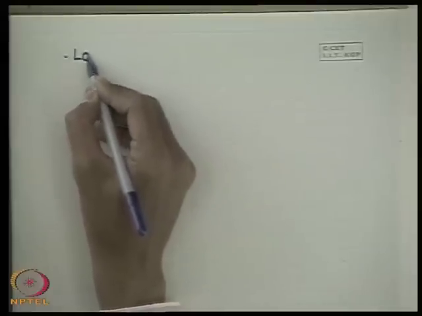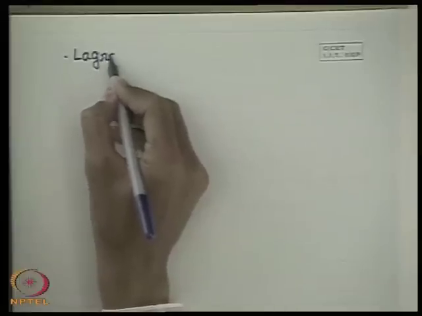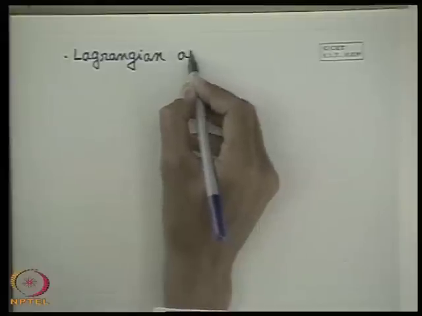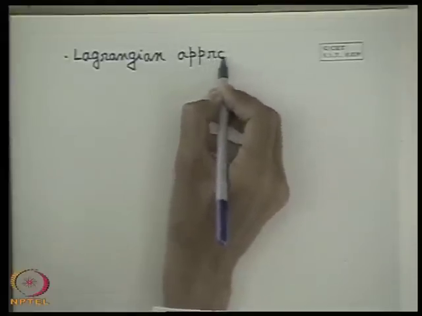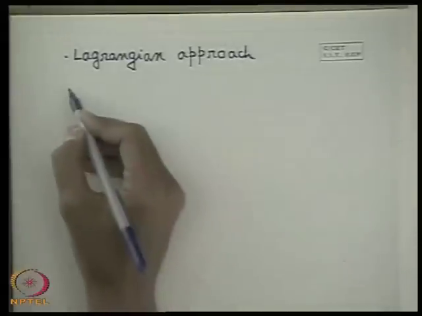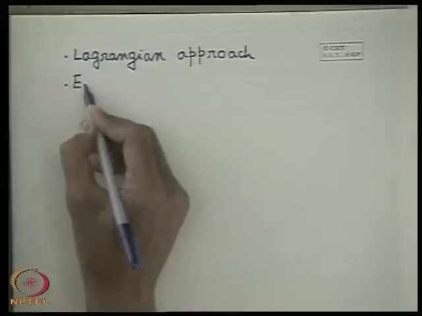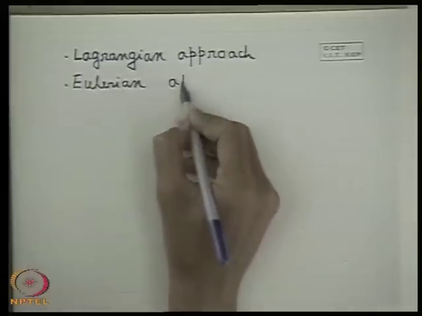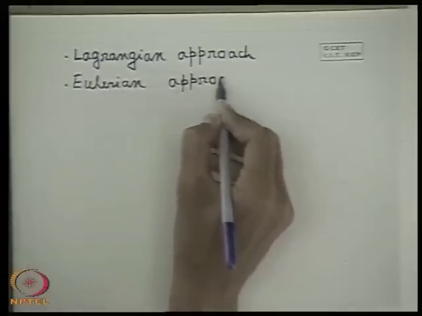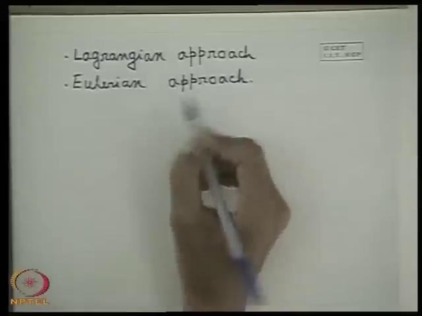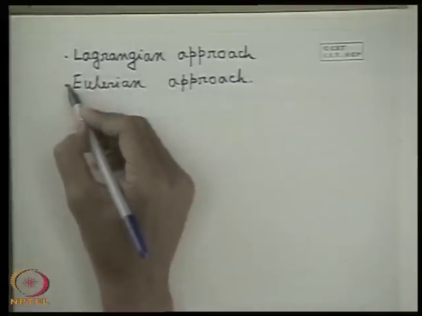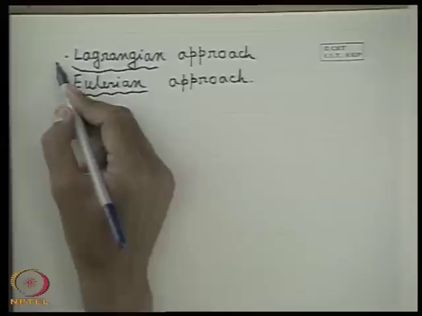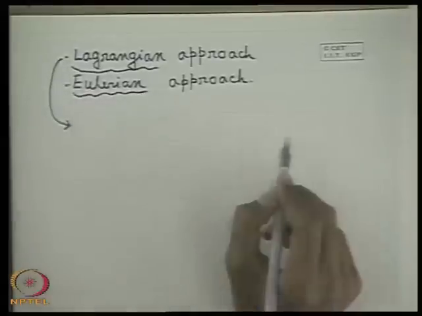One is the Lagrangian approach, another is the Eulerian approach. There are two approaches. This will be very important even when you read thermodynamics, this you should know. One is due to the scientist Lagrange, another is due to the scientist Euler. So, let us see what the Lagrangian approach is.